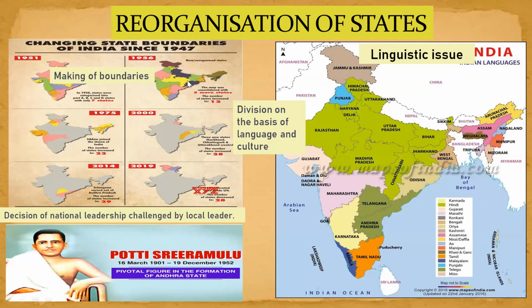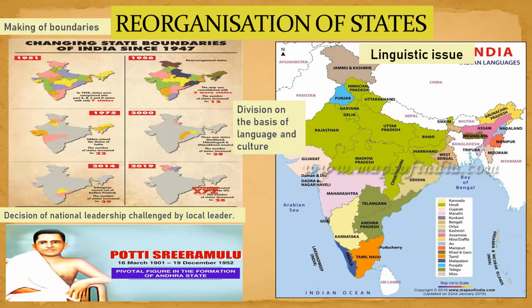You can see this map here which says changing state boundaries of India since 1947. This has started from 1951, 1956, 1975, 2000, 2014, 2019. And you can see the various ways in which these borders have been made. In 1950 particularly, states were categorized into A, B, C, and 7 states were formed. And then these states were increased to 12. After this, Sikkim joined the union. This is 1975, 2000, till 2019, till 2020 also there have been so many changes in the states.